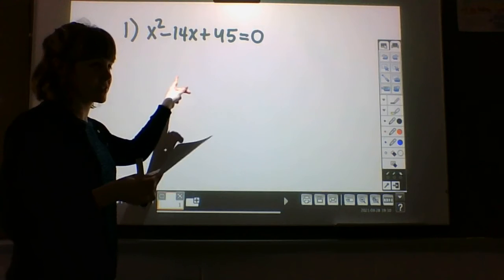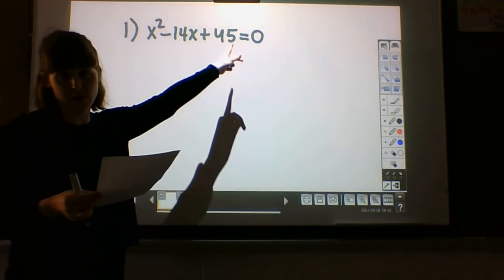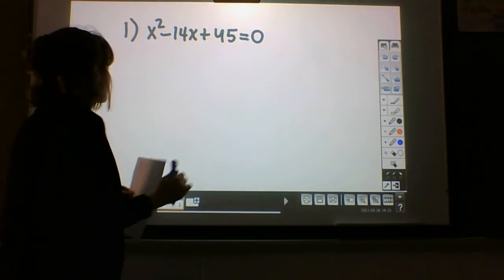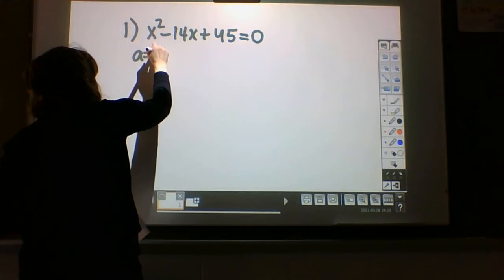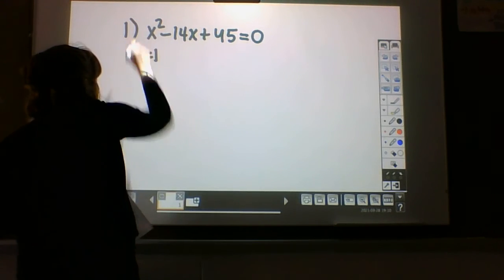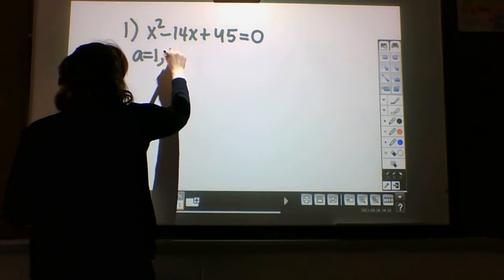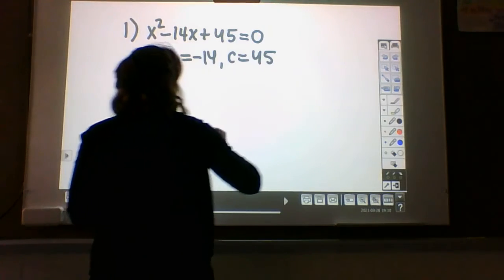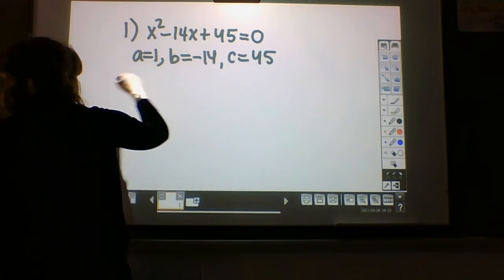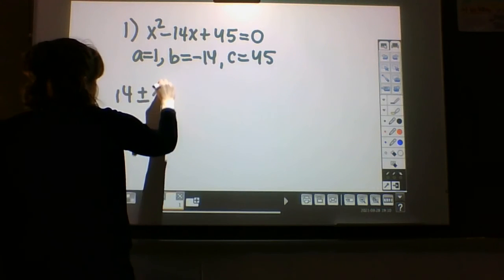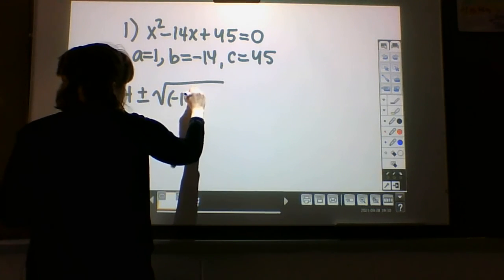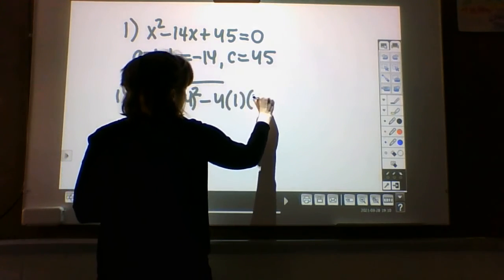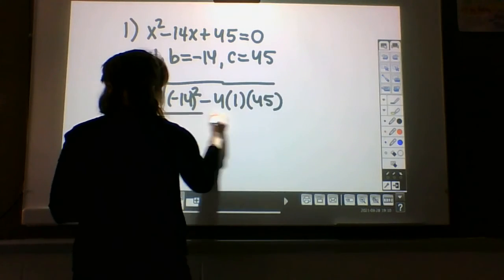Now I want you to also notice how this quadratic equation here says equals 0. That's because we are solving for the zeros of the equation. In this case, a is 1, because there's no number in front of x squared, so it's implied it's a 1. b is negative 14, c is 45. So here we go. We're going to go with the opposite of that, so 14 plus or minus the square root of negative 14 squared, minus 4 times 1 times 45, and all that's divided by 2 times 1.